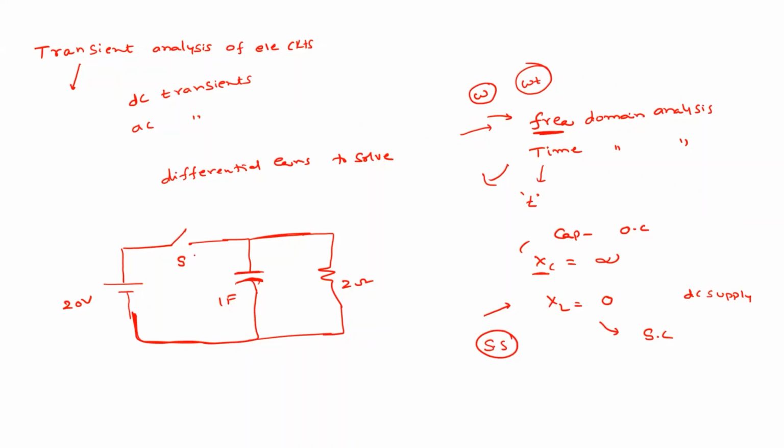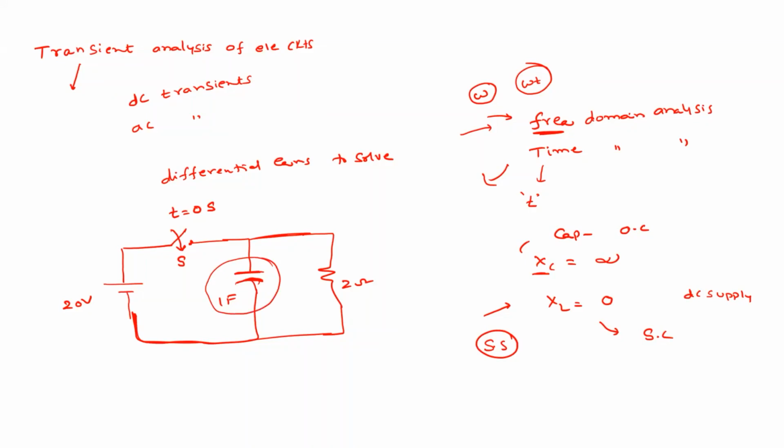Whereas here, what does transient mean? Here, at this particular time, this is the circuit. For example, let us assume we have a switch here at t equal to 0 seconds. This switch is closed. Understood? At a particular time t equal to 0, the switch is closed. Now what we have to study is how this capacitor is behaving.